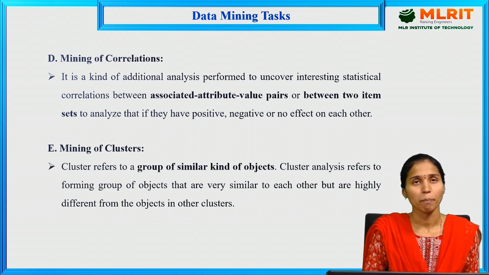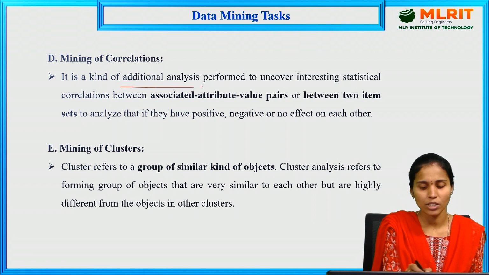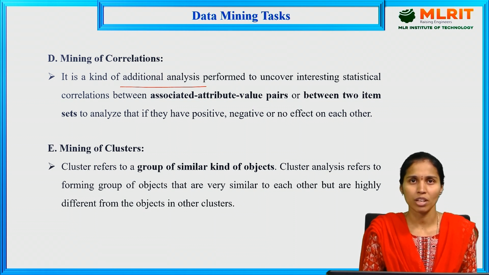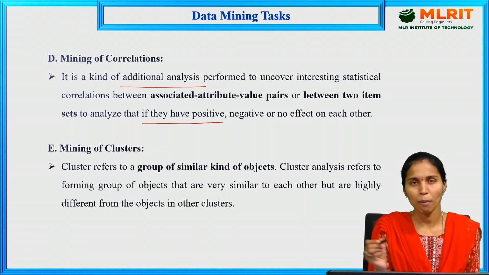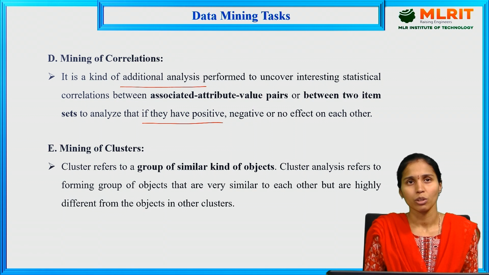Fourth one is mining of correlations. It is a kind of additional analysis performed to uncover interesting statistical correlations between associated attribute value pairs or between the two item sets, to analyze if they have a positive relation, negative relation, or no effect on each other. This is about mining of correlations.